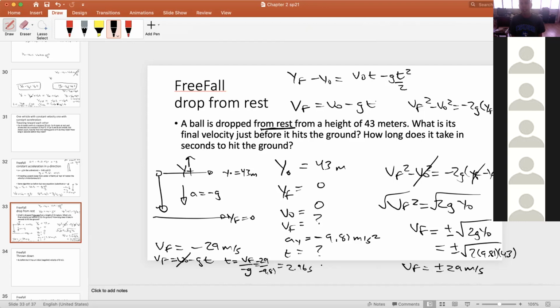The idea is that I want you to write your variables and get used to writing your variables, drawing some kind of picture to help you figure out what those variables are. And then choose your equations based on what variables you don't have.